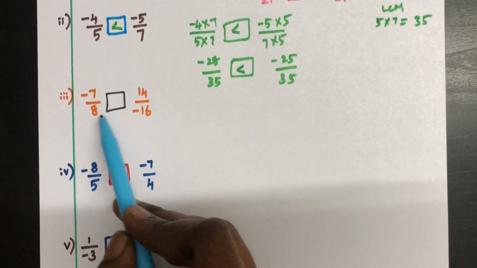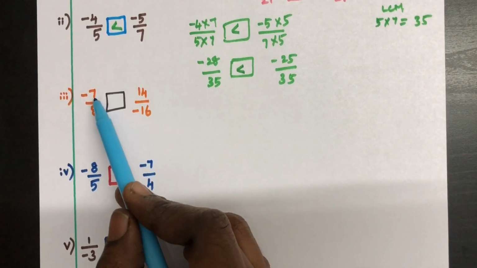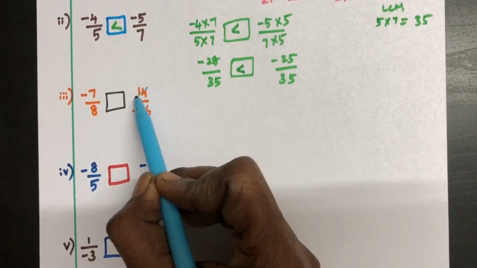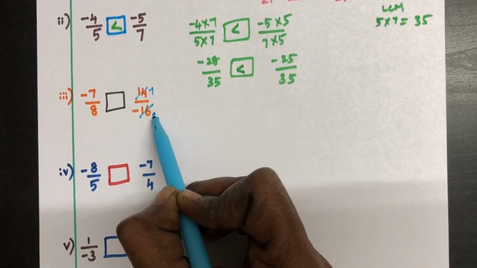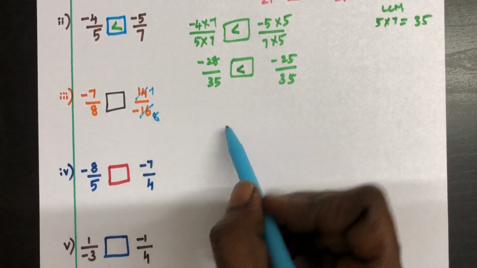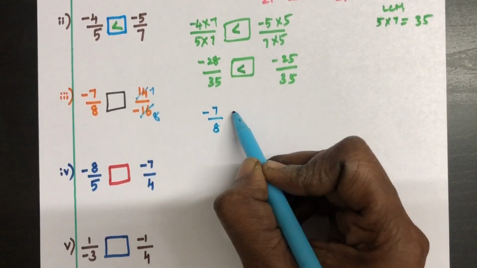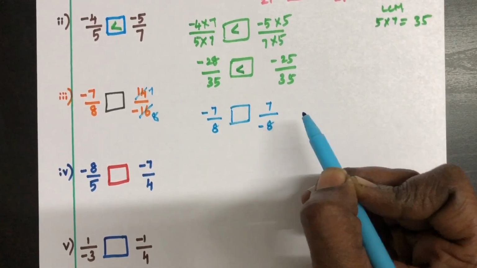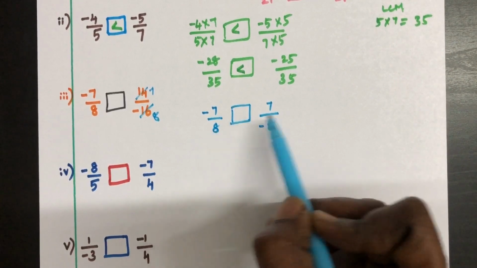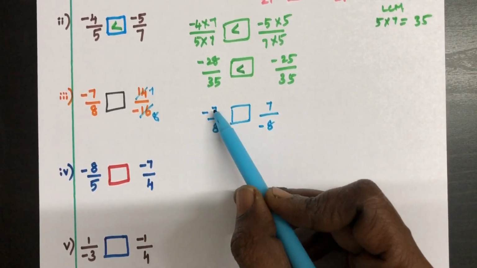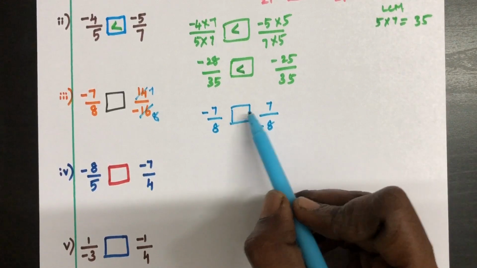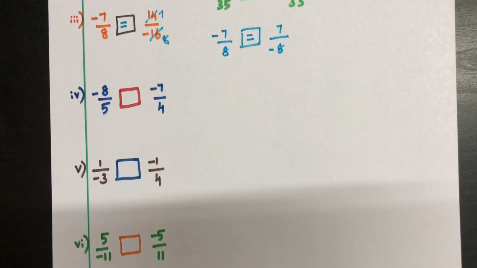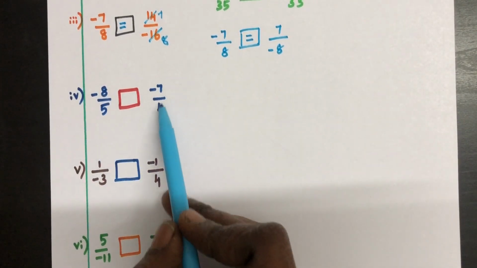See, in this, minus 7 by 8 compared with 14 by 16. It is not in simplest form, so using 2 we can cancel here. So this is 7 and this is 8. So we have minus 7 by 8 and 7 by minus 8. This must be equal, right? Minus 7 by 8 is equal to 7 by minus 8. We can have the minus wherever, in the numerator or denominator. That's not a problem. Both are equal, 7 by 8 alone. So this is equal.